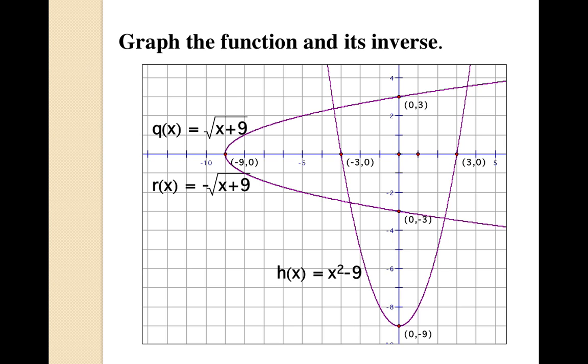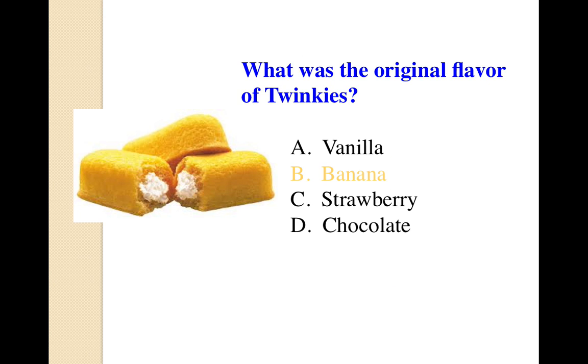And to come up with the answer to your trivia. The original flavor of Twinkies was actually banana. It changed during World War II when there was a banana shortage, and then they had to change it to vanilla, and they just never changed it back since then. So, a little bit of trivia for you.